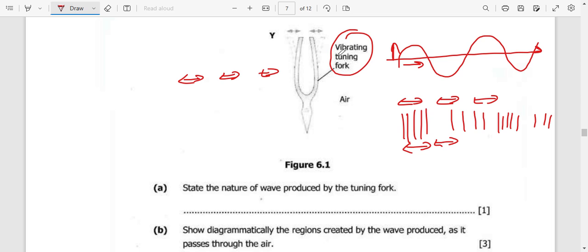Now here we have got a vibration from a tuning fork, and also just from a spring. These are longitudinal waves because we have got rarefactions and compressions. We have got a go and a come. When you see something like this, it is a longitudinal wave. Okay, so that is it.